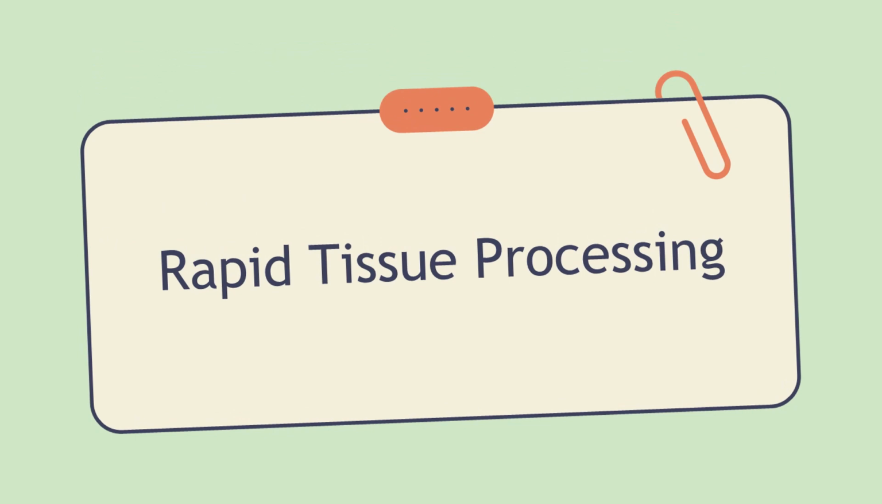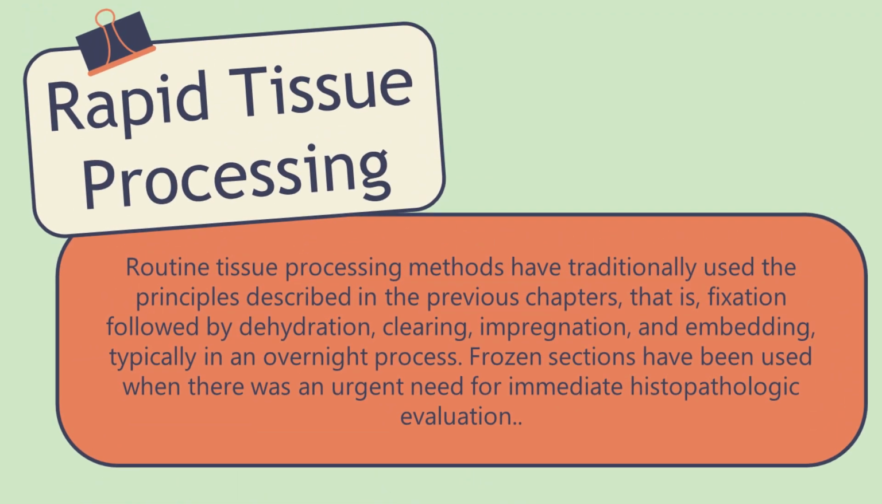Okay, so for today we will discuss rapid tissue processing. So what is rapid tissue processing? Routine tissue processing methods have traditionally used the principles described in the previous chapters. So you already know fixation followed by dehydration, clearing, impregnation, and embedding, typically in an overnight process, while frozen sections have been used when there was an urgent need for immediate histopathologic evaluation.